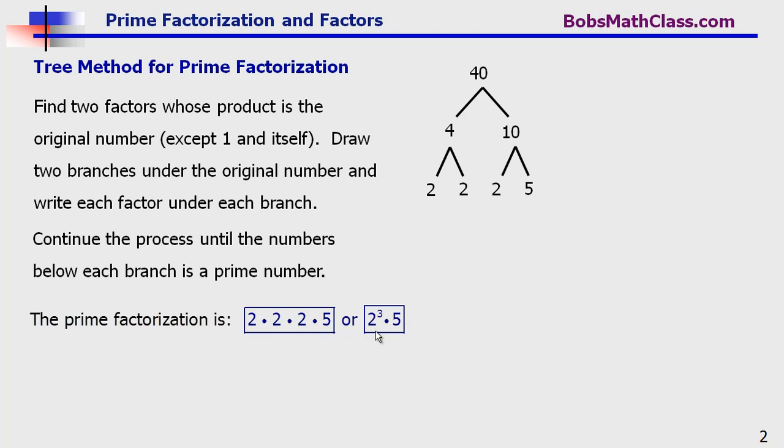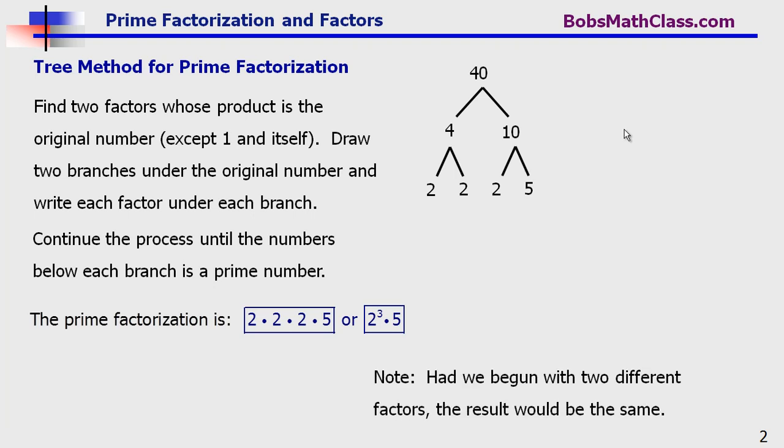If you wish, you could also write it in exponential notation. There's 3 2's, so that's the same as 2 to the third. It really doesn't matter unless the directions said specifically to write the answer in exponential form. Otherwise, either one's fine. Let's try it again, this time with two different numbers.